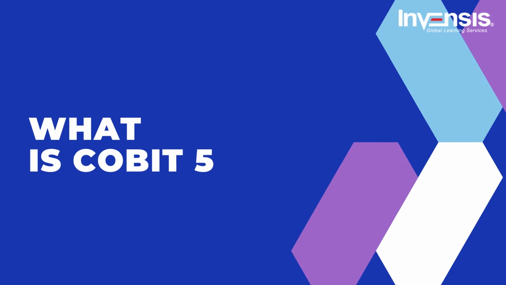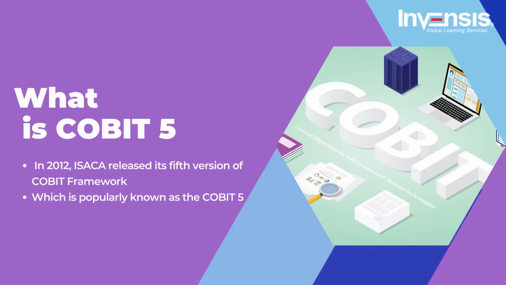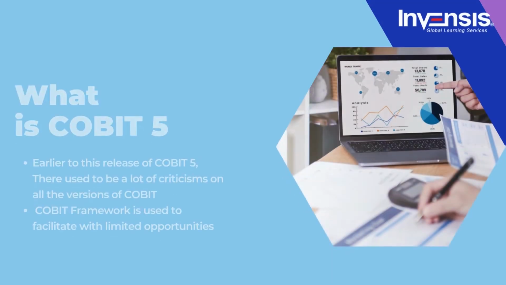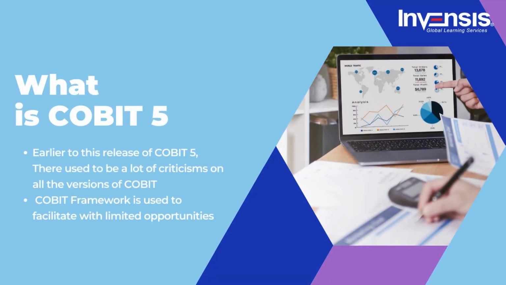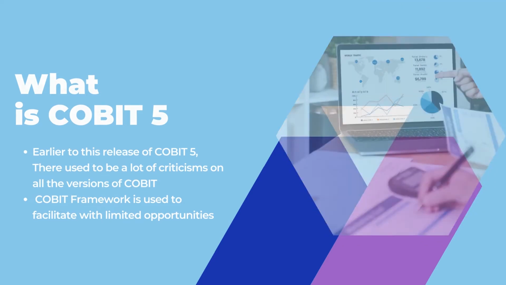What is COBIT5? After evolving COBIT into different versions, in 2012, ISACA released its fifth version of the COBIT framework, popularly known as COBIT5. Prior to the release of COBIT5, there were a lot of criticisms of all the versions of COBIT, because the framework offered limited opportunities. Later, COBIT5 maintained and encouraged organizations to govern and manage information in a more integrated manner.